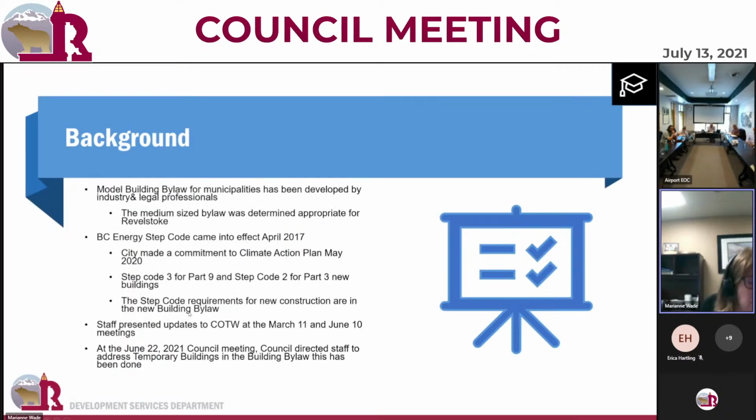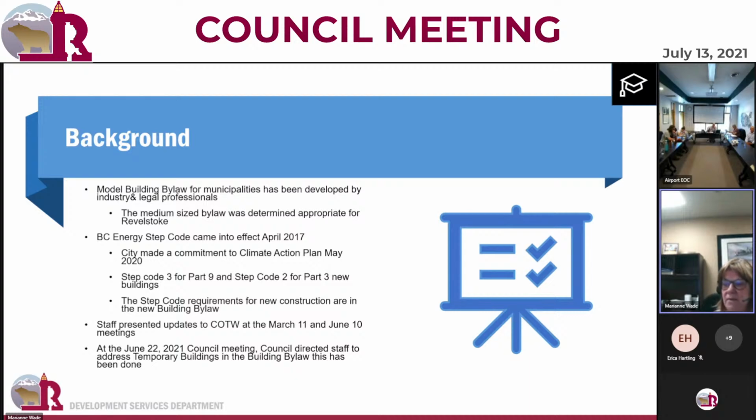I just wanted to quickly review the background to date, that we have used a model building bylaw that has been developed by industry and lead professionals. We selected the medium-sized bylaw. This also is in relation to the energy step code and the commitments the city has made in regards to the climate action plan. We gave notice to the province in May 2020 that we would be moving forward with integrating step code into our building bylaw. And this has now been done within our building bylaw.